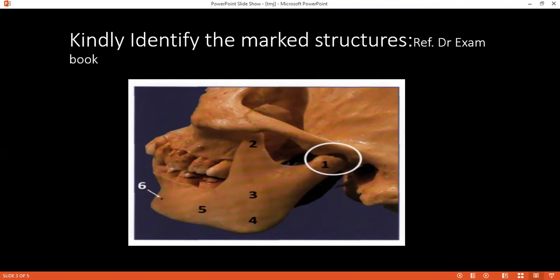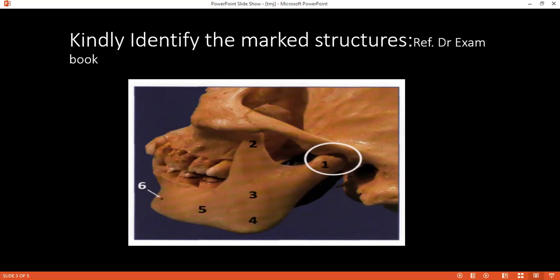Origin is from this area. Yes, ma'am. Origin is from the temporal, subtemporal fossa. Okay. What is the innervation of this muscle? This is also supplied by the mandibular branch of the trigeminal nerve. Yes. What is the function of this muscle?